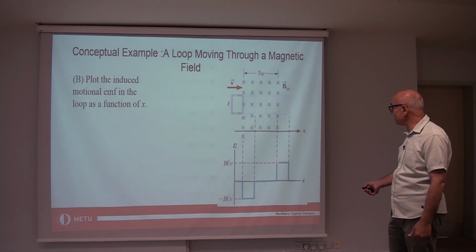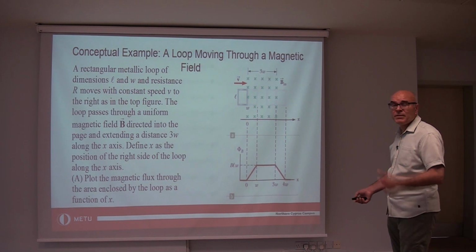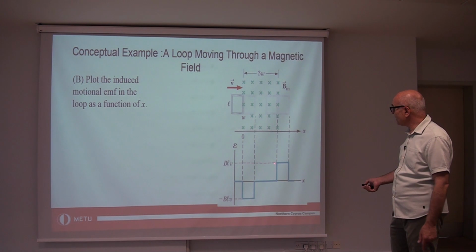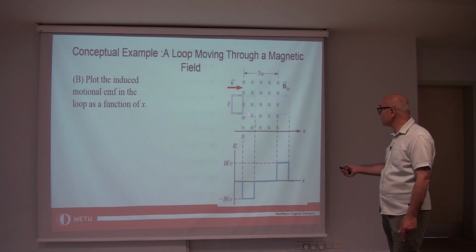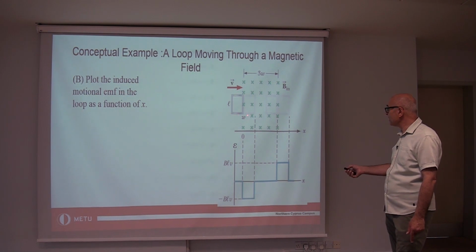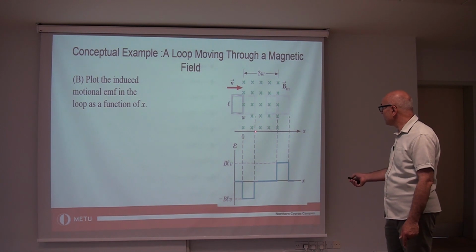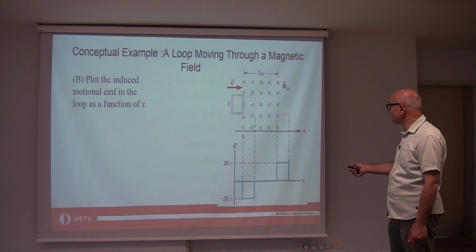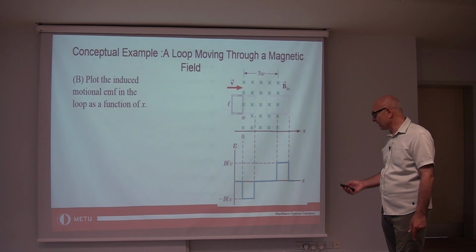The same applies here. When it's exiting, here it will be minus BLv, and therefore with a minus sign it becomes BLv. So this is the electromotive force that is generated as this is entering and exiting. In this region, when it is totally inside the magnetic field and the flux is not varying, there is no electromotive force generated.